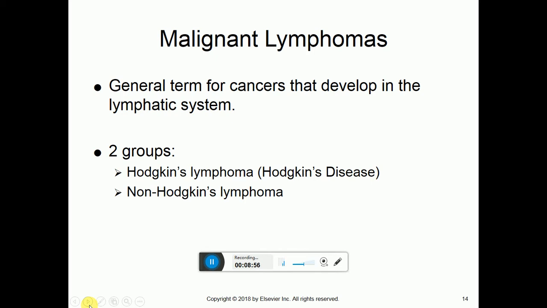Malignant lymphomas are a general term for cancers that develop in the lymphatic system. There are 2 groups: Hodgkin's lymphoma, which is also known as Hodgkin's disease, and non-Hodgkin's lymphoma. In recent years, it's become more useful to categorize lymphomas according to their clinical behavior, which is whether it's indolent or aggressive, and their chromosomal features. Currently, Hodgkin's lymphoma is distinguished from other lymphomas by the presence of a characteristic type of cell known as the Reed-Sternberg cell. All other types of lymphoma are called non-Hodgkin's lymphoma.